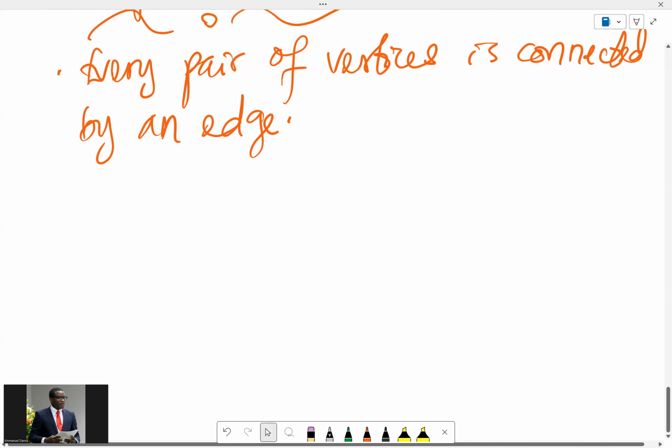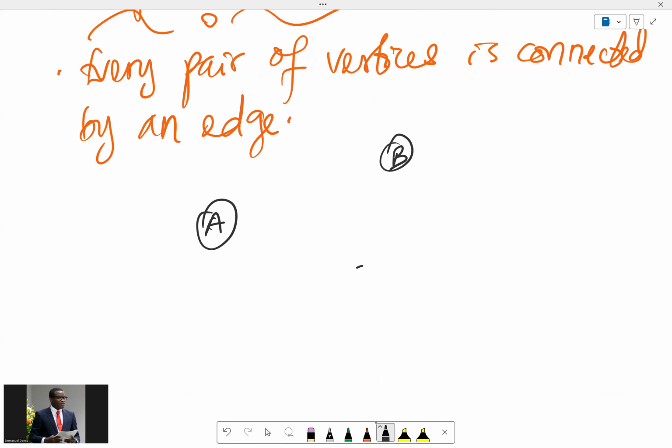Imagine that you have A, B, and C. If we connect A and B and we connect A and C, that will not be a complete graph, because a complete graph has all pairs of vertices connected. In this case, B and C are not connected. But by the time I connect them, that becomes a complete graph.